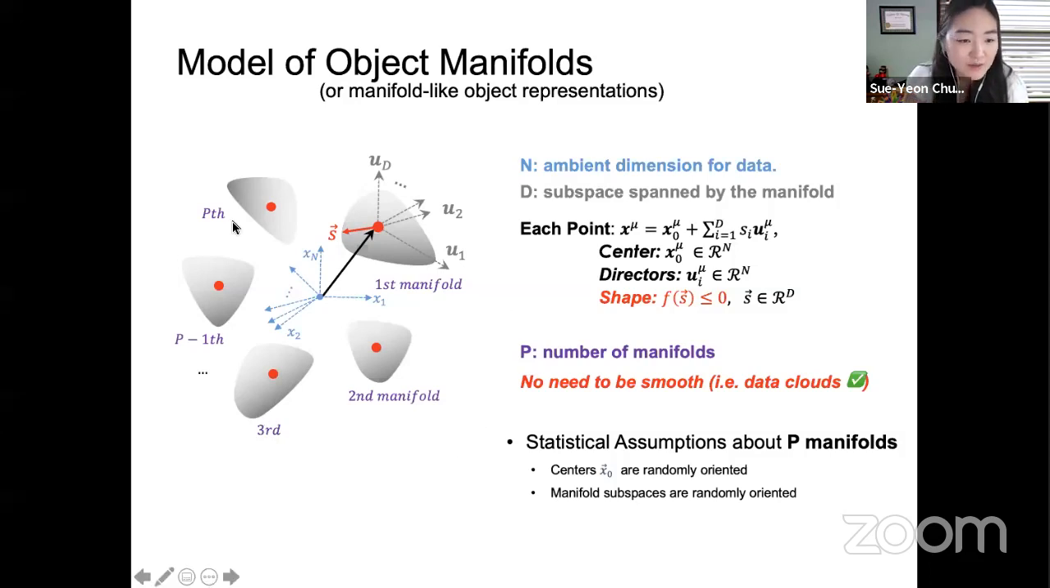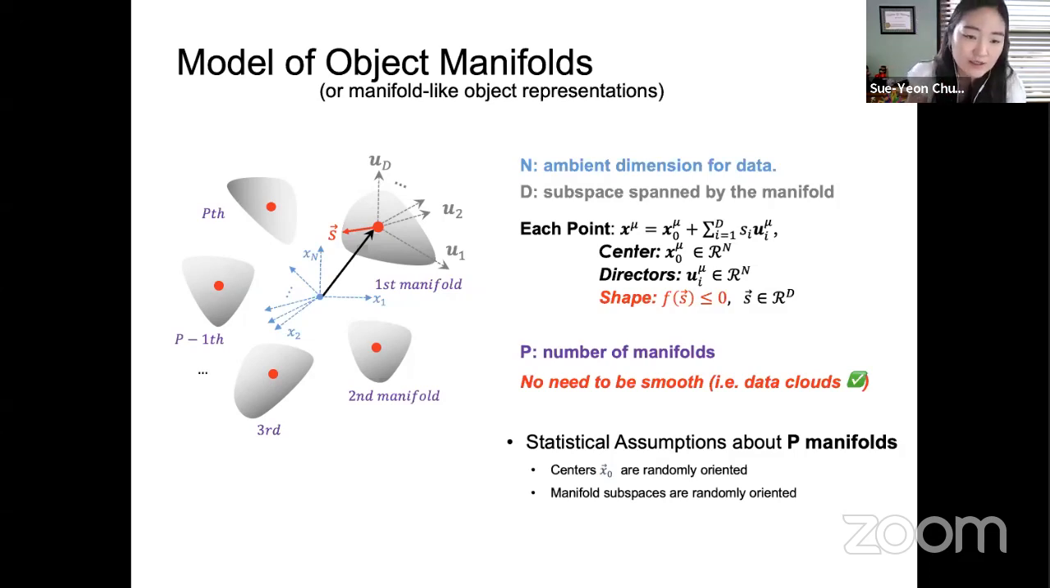And these object manifolds do not have to be smooth. I just have to emphasize that because the term manifold sometimes implies something in mathematics, but here we're using it more in the sense of a subspace that's occupying the high dimensional space. So you can have point clouds or data clouds, and the convex hull of the data cloud is what we call an object manifold here.